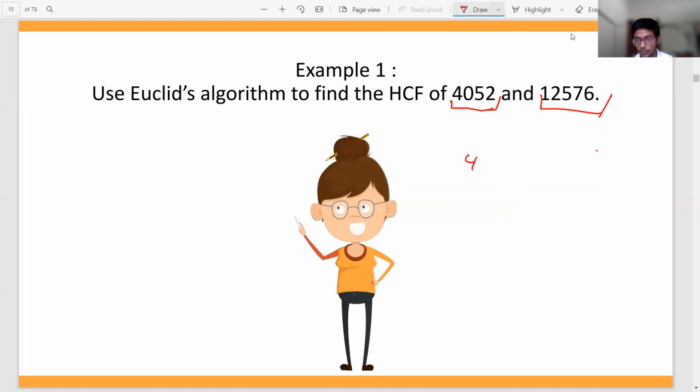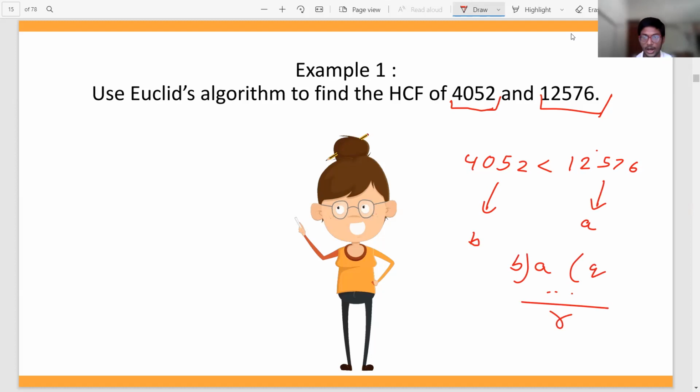Obviously, 4052 is less than 12,576. So we will consider this as B. This will be considered as A, and we will divide A by B and get some Q and R.